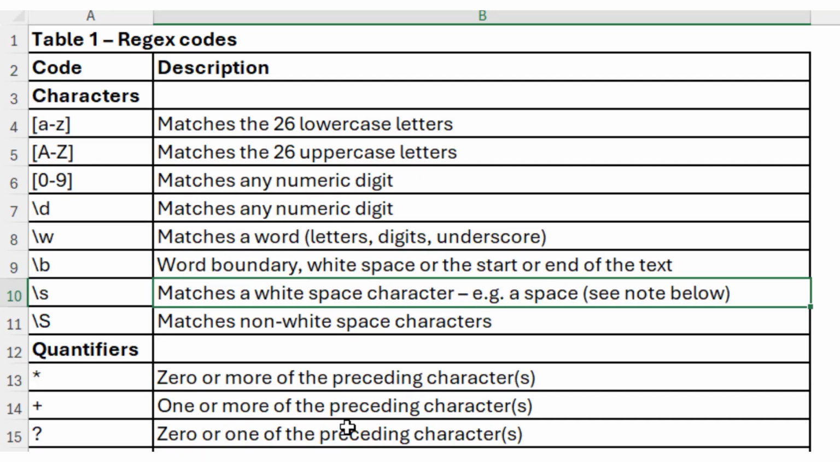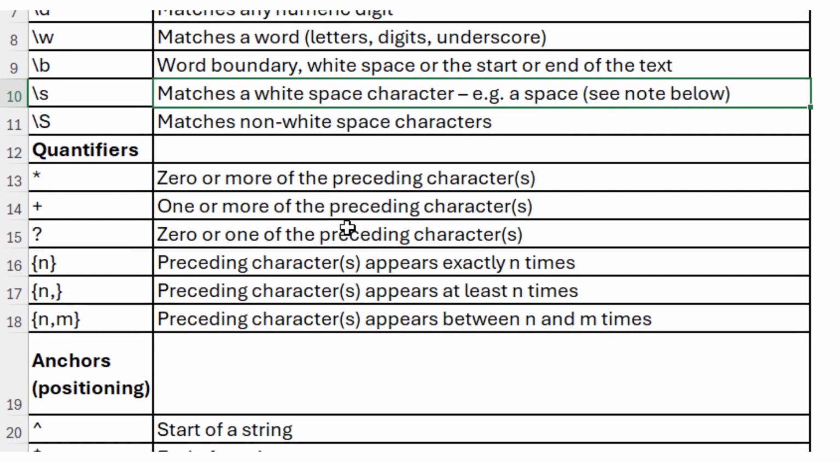And if you use the backslash capital S, that's everything except whitespace characters. Now the quantifiers, they sort of allow you to count how many things are there. So if you use the asterisk, it can be 0 or more of the preceding characters. The plus sign is 1 or more, so you need at least 1. The question mark can be 0 or 1.